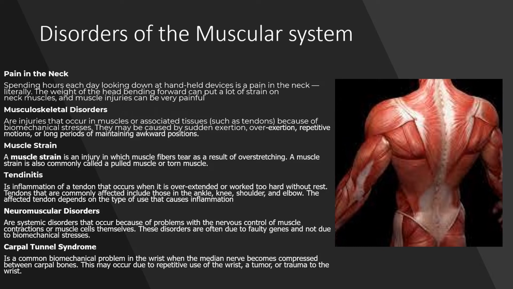Musculoskeletal disorders are injuries that occur in muscles or associated tissues such as tendons because of biomechanical stresses. They may be caused by sudden exertion, overexertion, repetitive motions, or long periods of maintaining awkward positions. Muscle strain. A muscle strain is an injury in which muscle fibers tear as a result of overstretching. A muscle strain is also commonly called a pulled muscle or torn muscle.